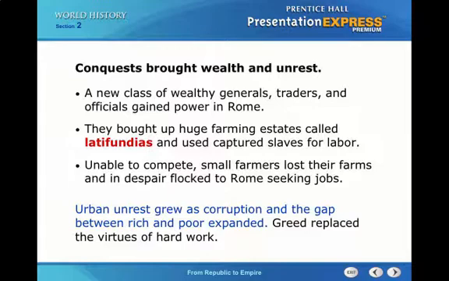One of the other things that comes out of this is that small farmers aren't able to compete with these latifundias, and with grain pouring in from other places, the prices of grain plummet, and these small farmers just can't compete. They lose their farms, they become unemployed, and they come to Rome looking for jobs. Now what you have is a whole group called the proletariat, these urban homeless people who are just itching for problems. They want jobs, they can't find jobs, and there's unrest growing as corruption and the gap between the rich and the poor expand.